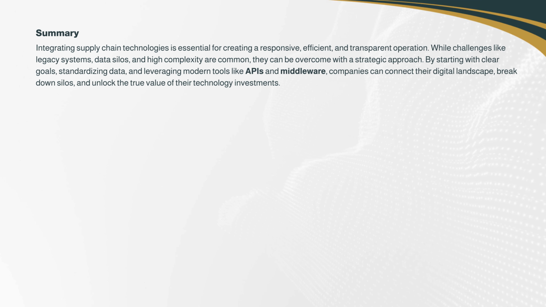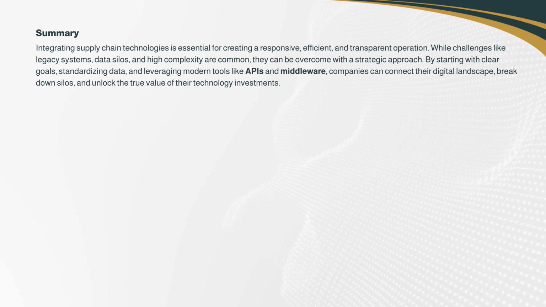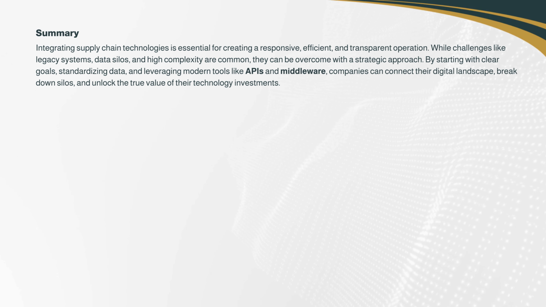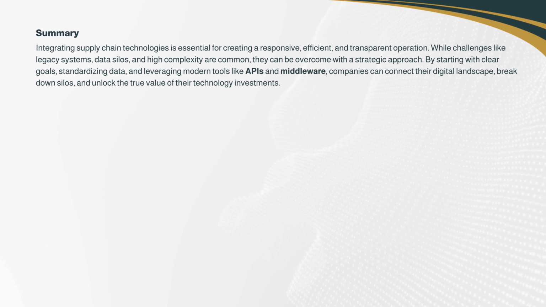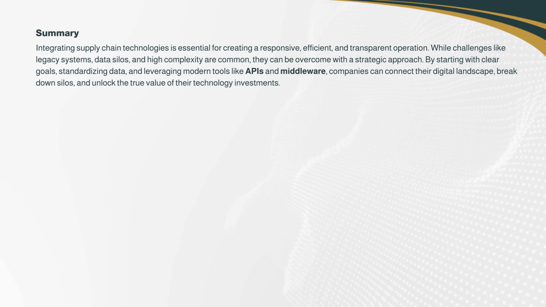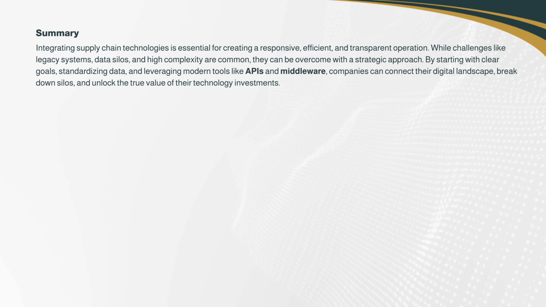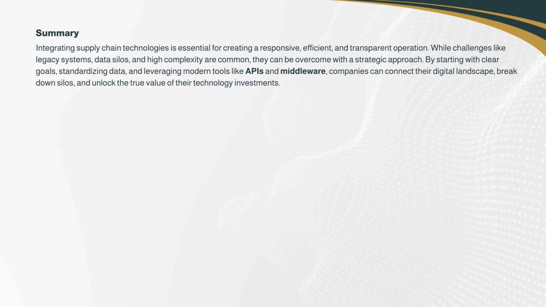Summary: integrating supply chain technologies is essential for creating a responsive, efficient, and transparent operation. While challenges like legacy systems, data silos, and high complexity are common, they can be overcome with a strategic approach. By starting with clear goals, standardizing data, and leveraging modern tools like APIs and middleware, companies can connect their digital landscape, break down silos, and unlock the true value of their technology investments.